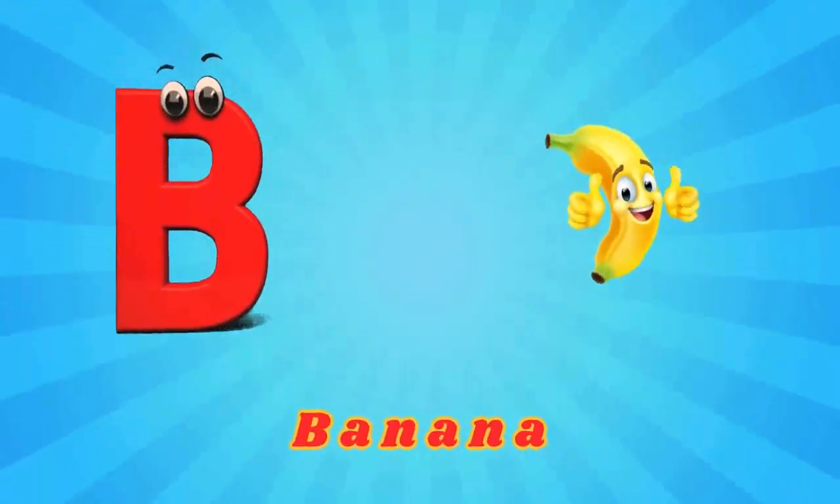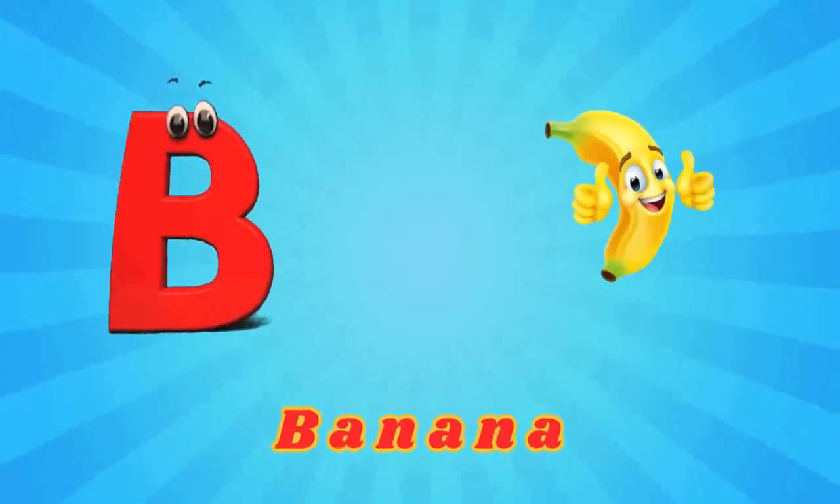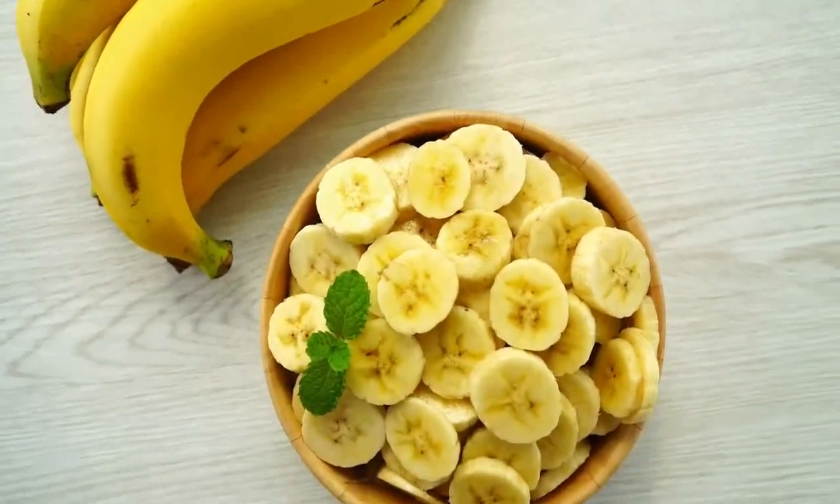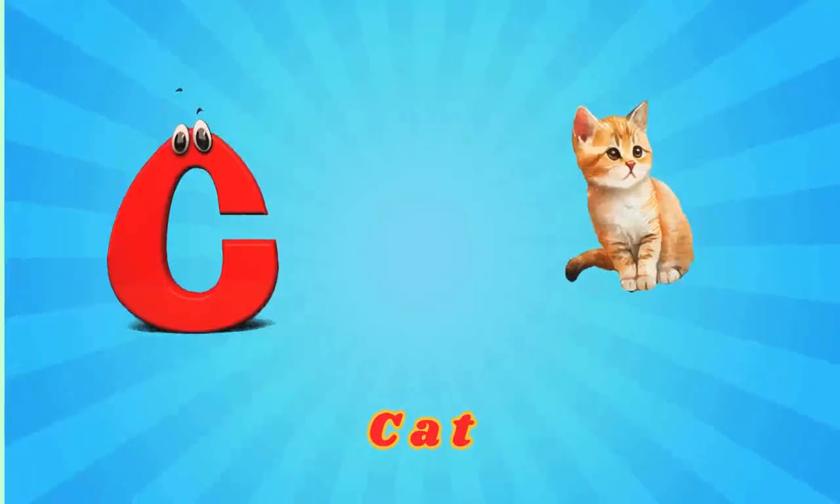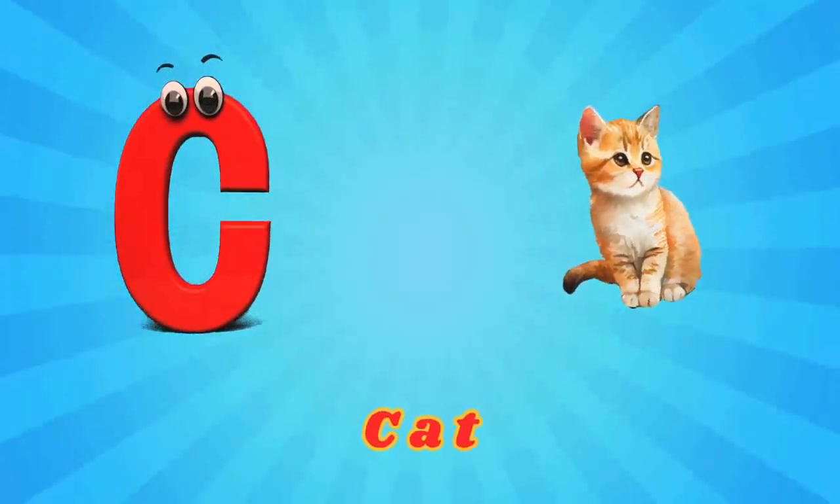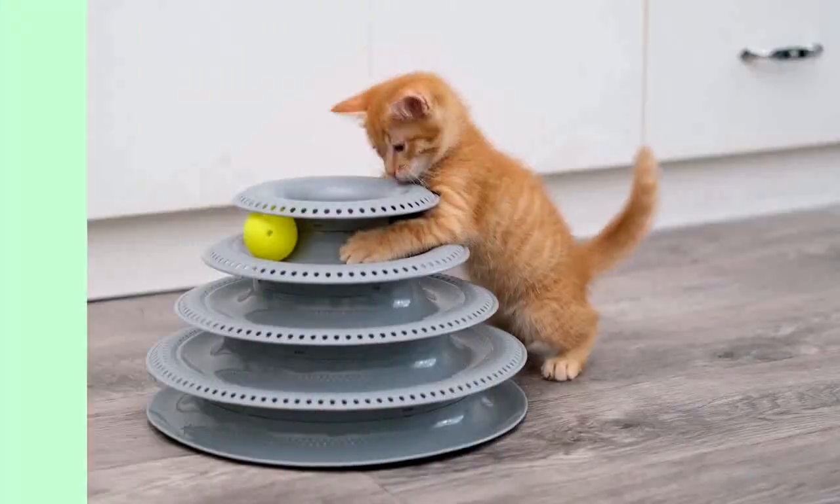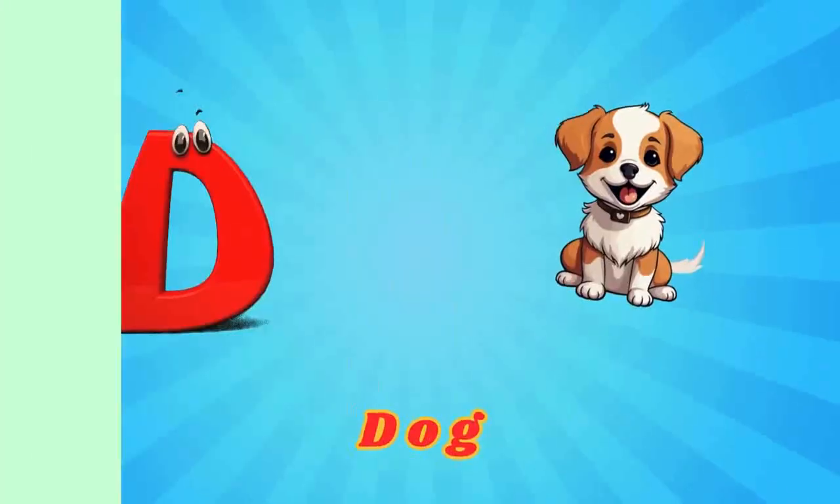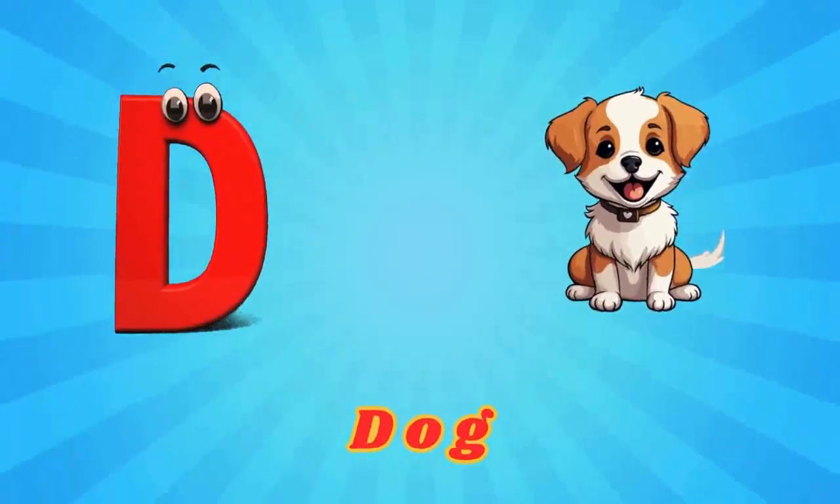B is for banana. Banana. B is for banana. C is for cat. Cat. C is for cat. D is for dog.